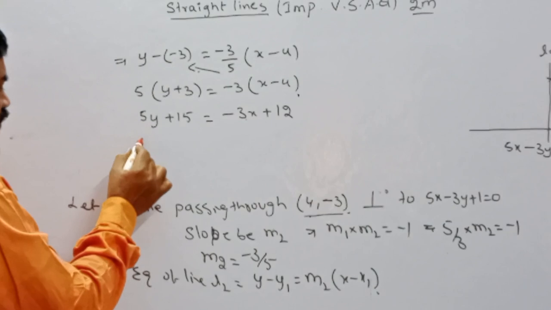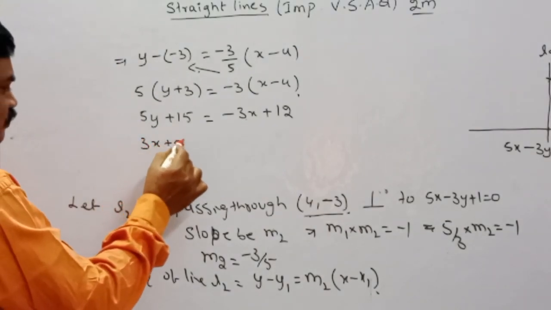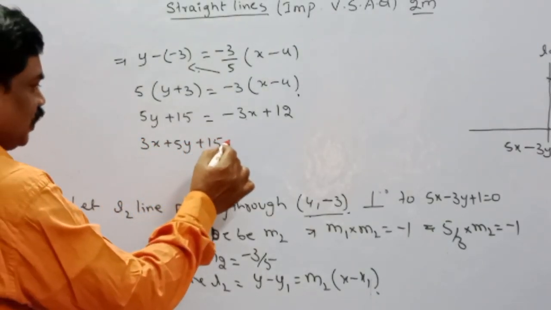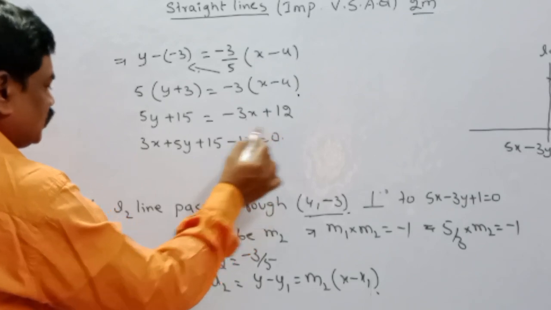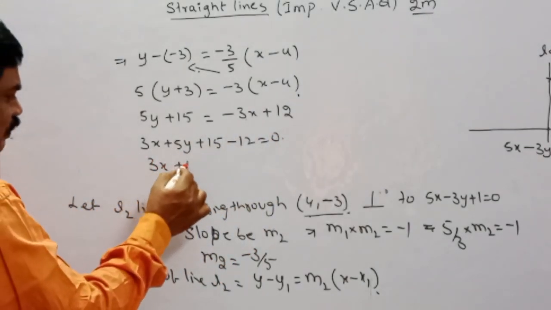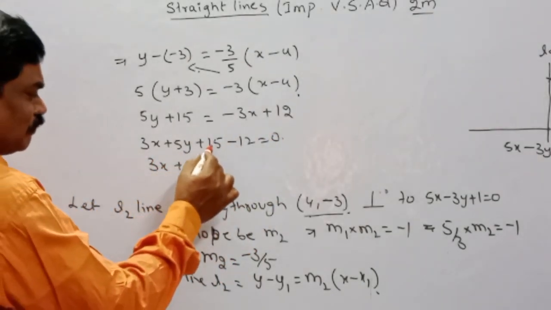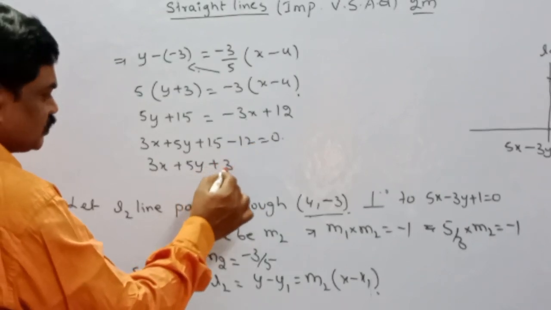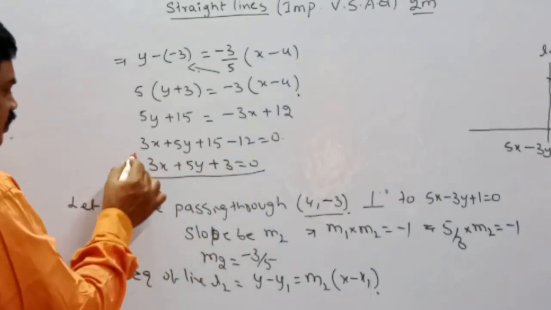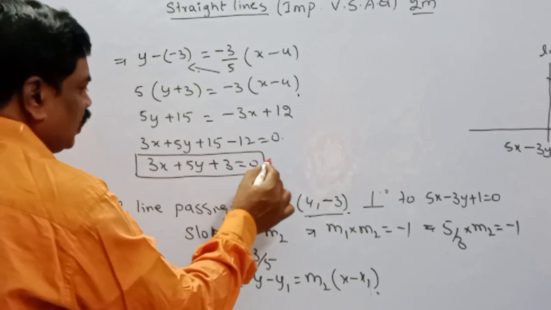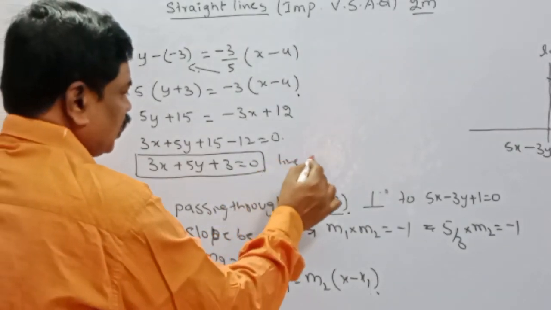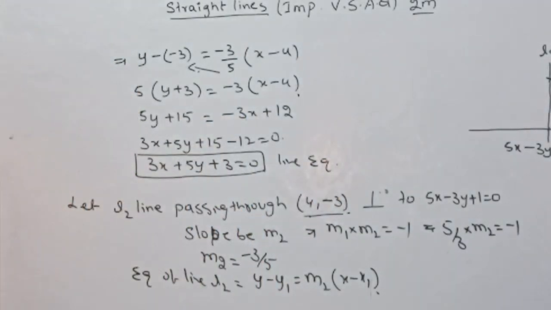Taking everything to this side, 3x plus 5y plus 15 minus 12 equal to 0, that is 3x plus 5y plus 3 equal to 0. This is the required line equation. That's all. Thank you.